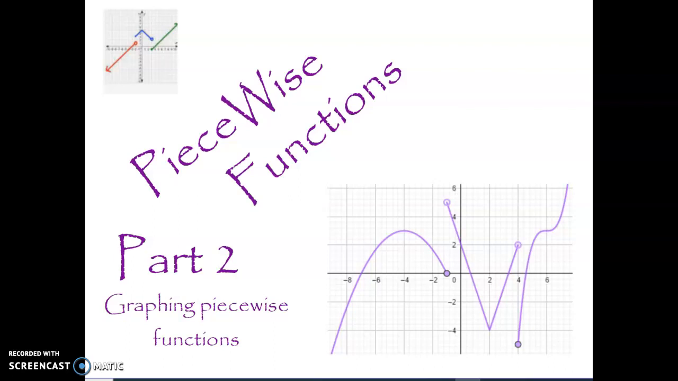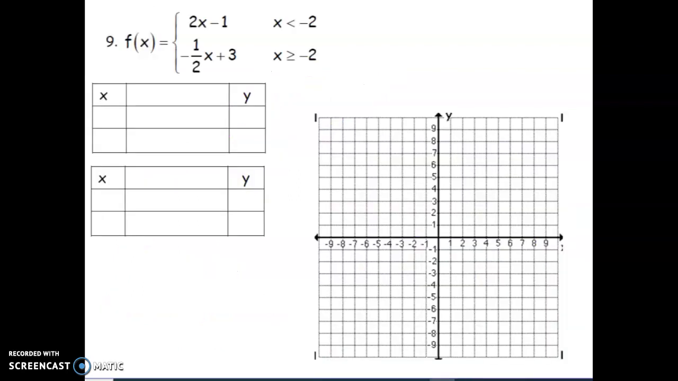In this video, we are going to do part 2 of piecewise functions, and we are going to be graphing. Okay, so look down and find this one in your notes. You notice that it's defined in pieces, right? I have two different pieces right here, and I'm going to graph each of those pieces separately. So I'm going to do this in two different colors.